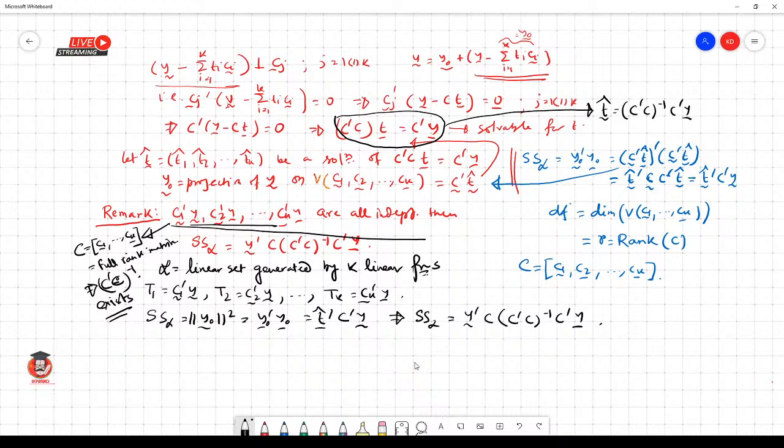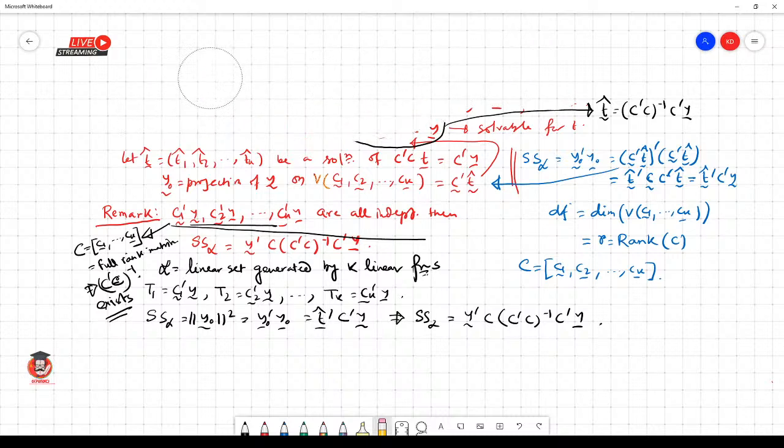Please tell me, have you any queries regarding this remark before going to the next remark? Shubhajit, please tell me. Shubhadeep. Now next remark.